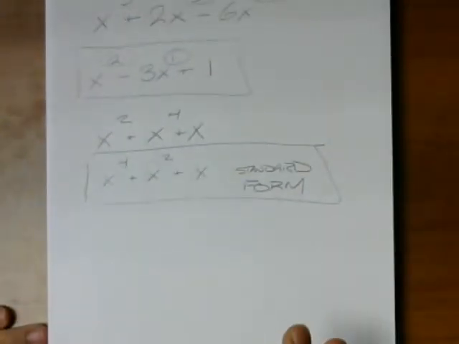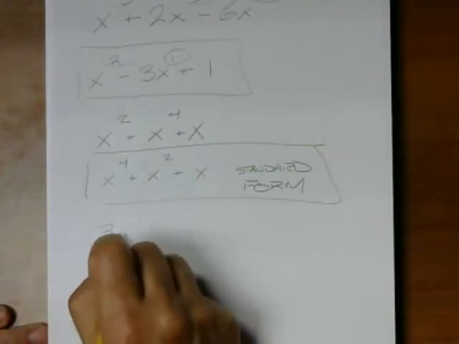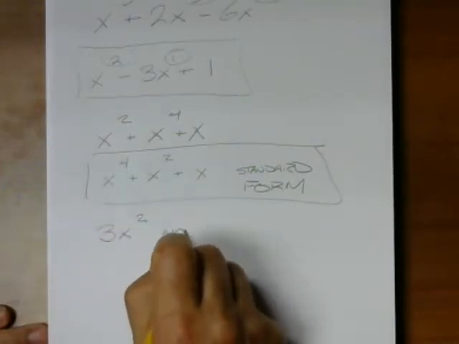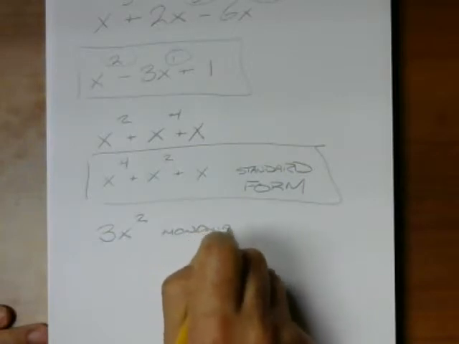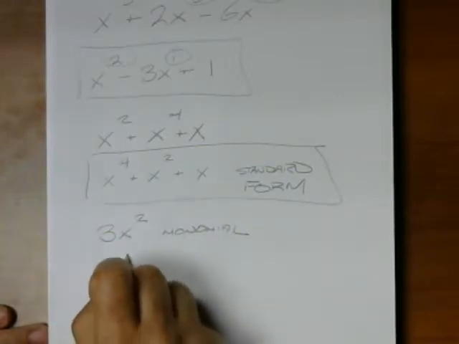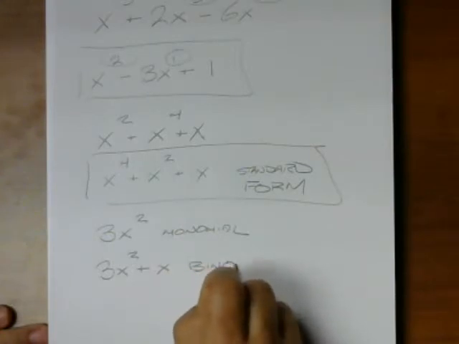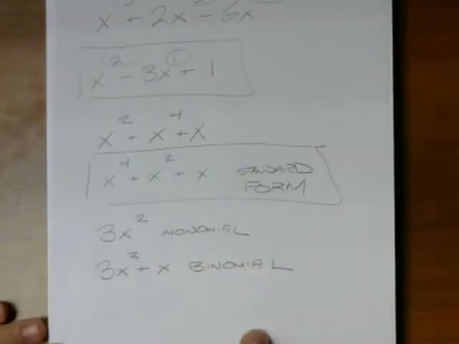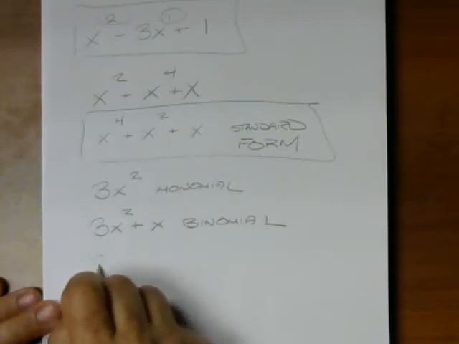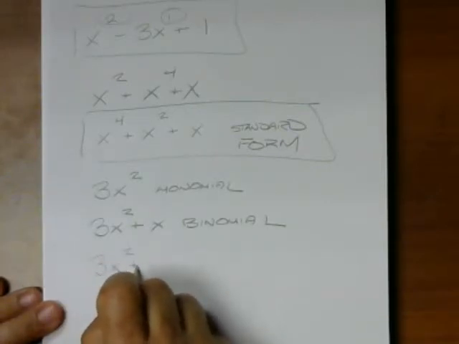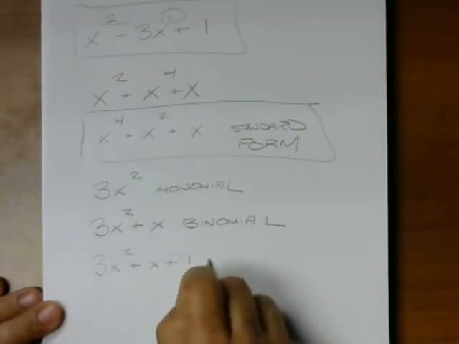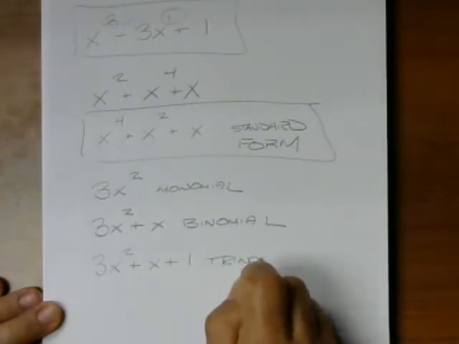A little more terminology. If we have exactly two terms, we call it a binomial. So something like 3x squared is a monomial. But if we have something like 3x squared plus x, that's a binomial. And sometimes we might have something like 3x squared plus x plus 1, a trinomial.